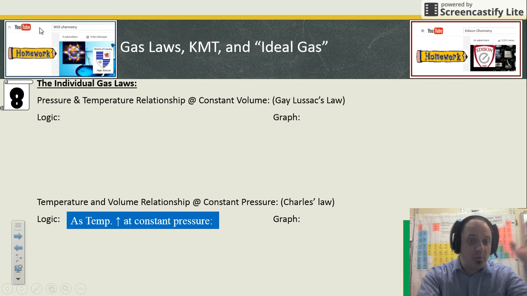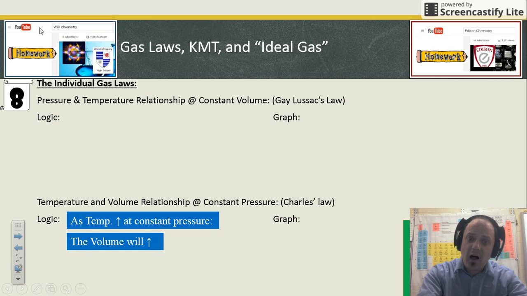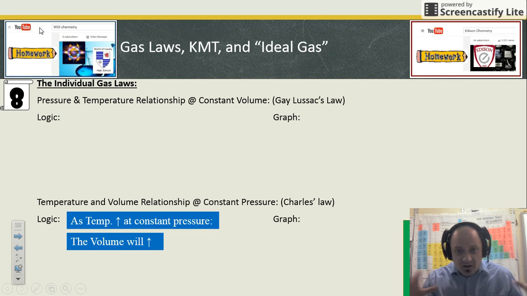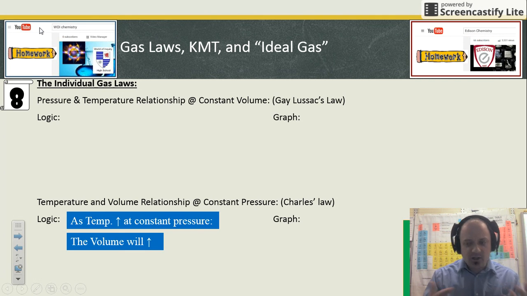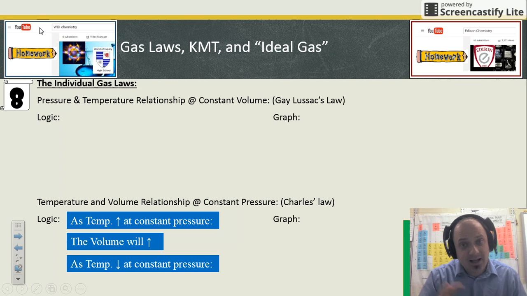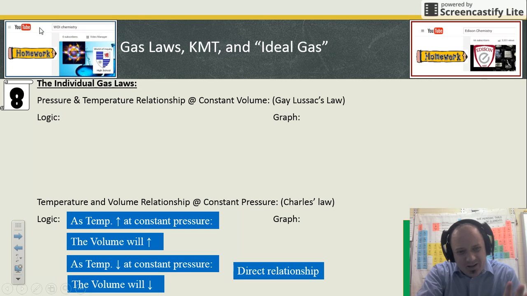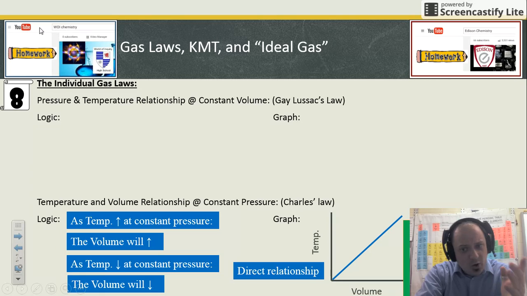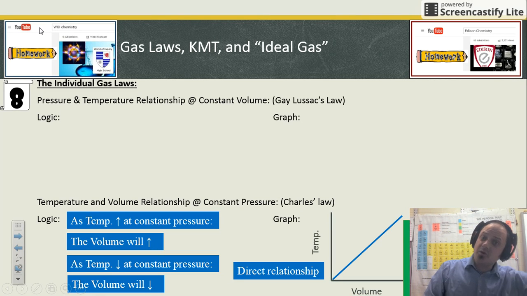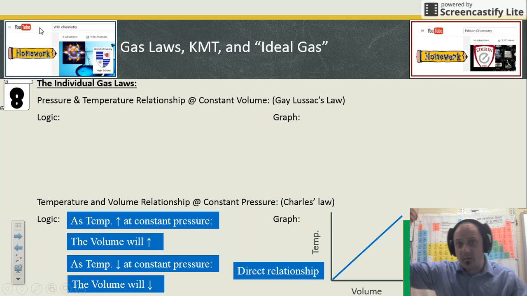Charles's law. As temperature increases at constant pressure, volume increases. So keeping the pressure the same, but allowing the volume to expand or contract, like in a syringe or a balloon, is what's happening. So as you heat it up, the gas expands. As you cool it down, the gas contracts. And that's the relationship. It's another direct relationship, and it's positive. I was going to say it's negative, but nope, it's not a negative slope. So as temperature increases, volume increases. As temperature drops, volume drops. Okay, that is Charles's law.